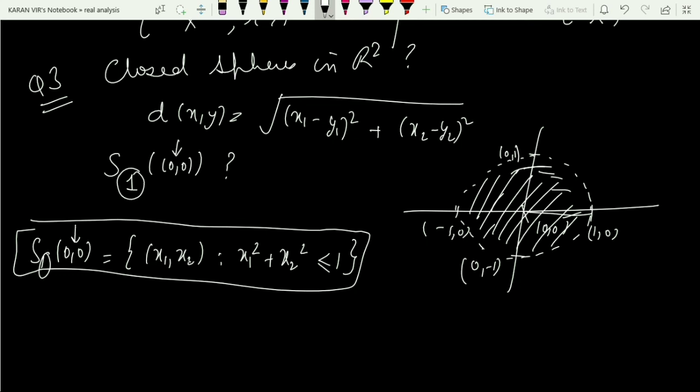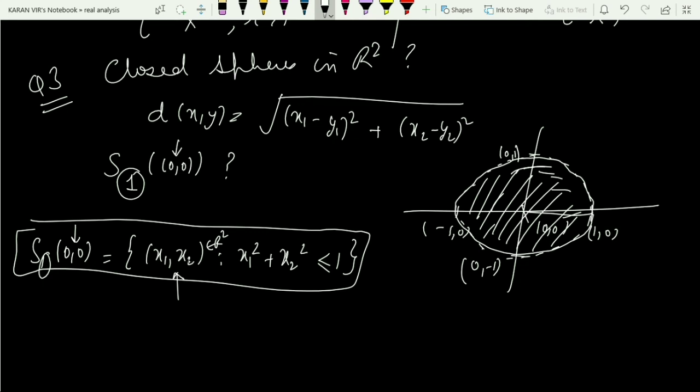It is the collection of all the tuples x1, x2 coming from R square such that, just apply the points, x1 squared plus x2 squared is less than or equal to 1. So that is the collection of all these points. Just see in this case, this dotted line will again convert to a closed line. Fine with this? So the boundary will also be included in this case. So that is basically the set of all the points.